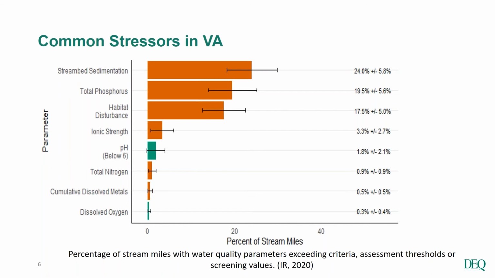And so again, the probabilistic program has shown us kind of what the top stressors are in Virginia. This is a figure that comes from the 2020 integrated report and shows us that really the big ones in Virginia are sedimentation and total phosphorus. So we see a lot of streams that are really up there in the threshold levels that we see there. But we also have a suite of other parameters that we have smaller groups of streams that are on the upper end of those thresholds.